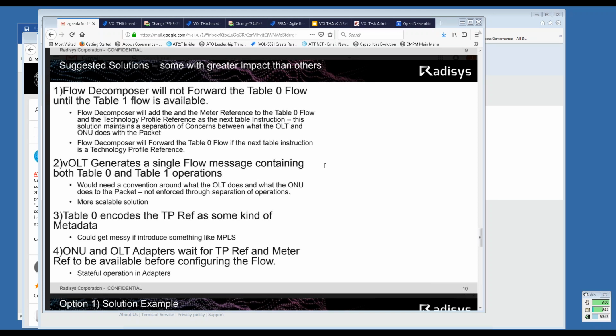It's more like a translation then. It's not really decomposition. Translating numbers from the logical device to the actual physical device numbers. But you're not really decomposing, because for one thing, if you take the flows that go to table 0 and 1, make them one flow and send that one flow to both ONU and OLT adapters, there is no decomposition really. It's really a translation of IDs and then shoveling them down to the appropriate adapters. Yeah, pretty much. Okay, I understand what's going on.